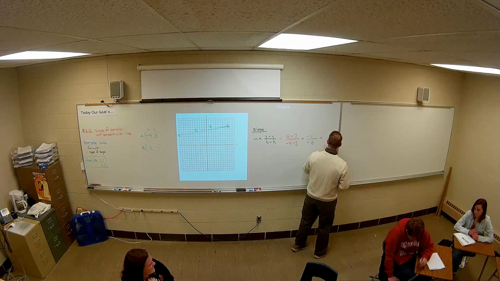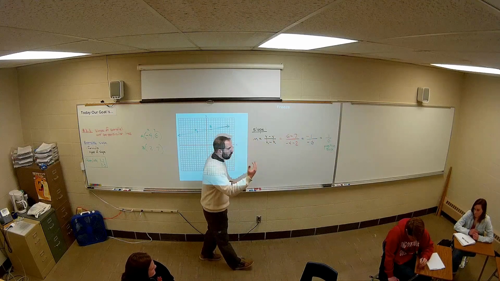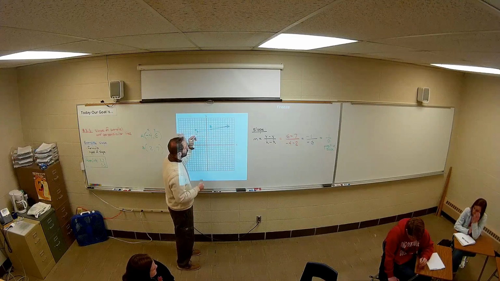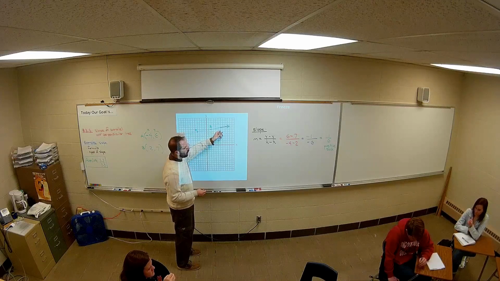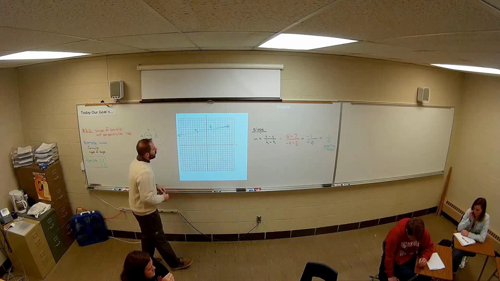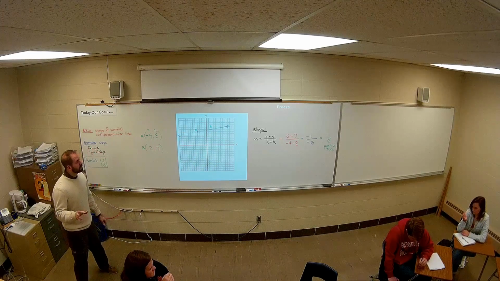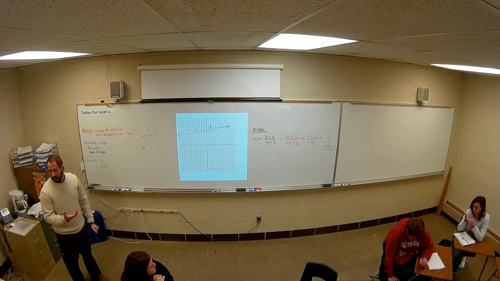This is the way that the negative sign cancels. So that means that I'm rising 1 for every sixth that I run to the right. I'm going up to the right, always to the right. Okay. Questions, comments about slope right now?